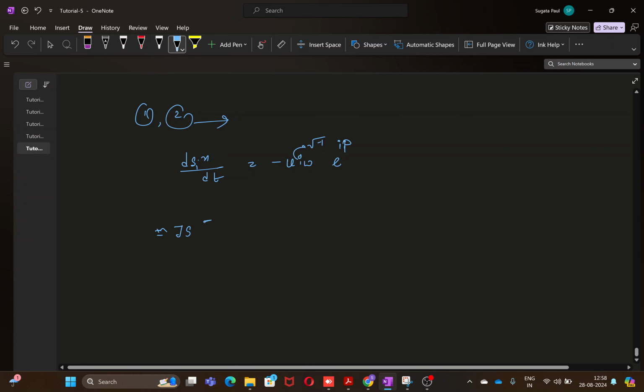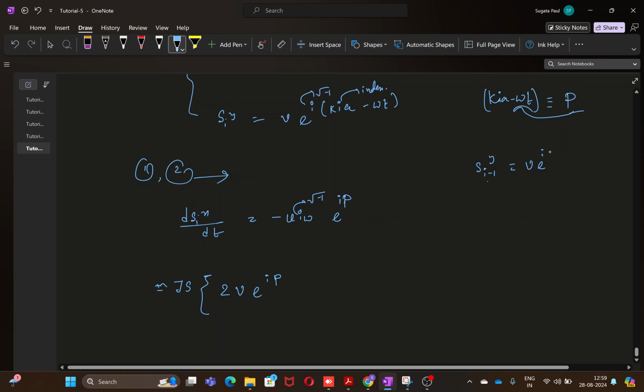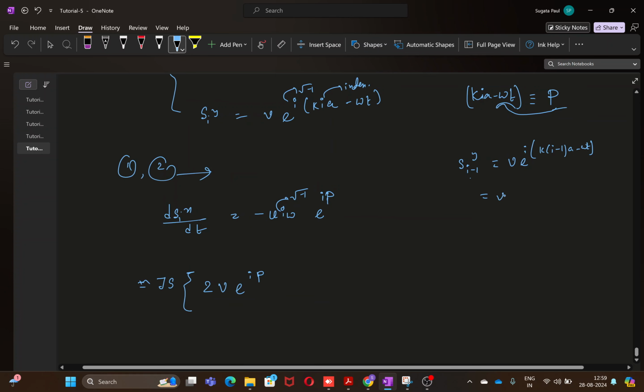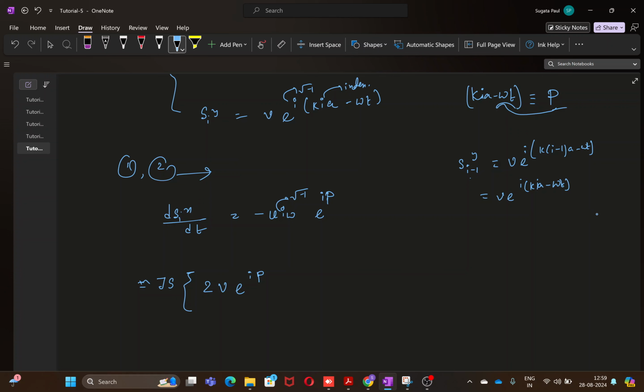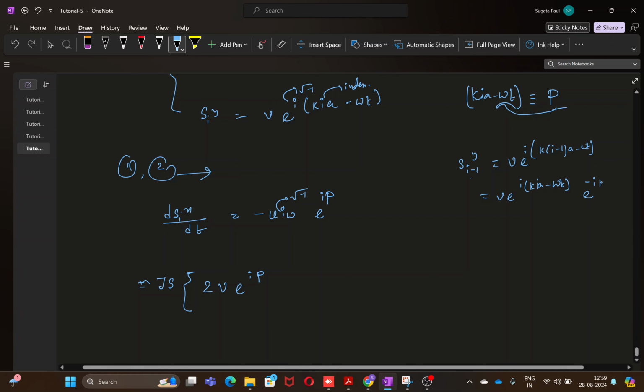Now for S_(i minus 1)y, if you have to calculate it, the index i is remembered because it is with the spin. So you have to replace k ia with k(i minus 1)a minus omega t. Then you just separate the two terms. You take out e to the power of i(kia minus omega t) as it is, and the extra term is e to the power of minus ika, which comes out. So this is your earlier term and this is your extra term that comes because the index has changed to i minus 1.